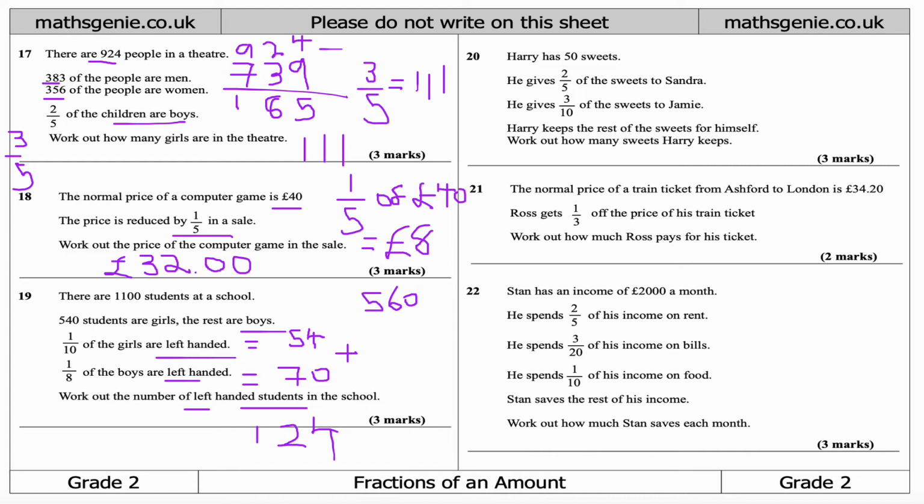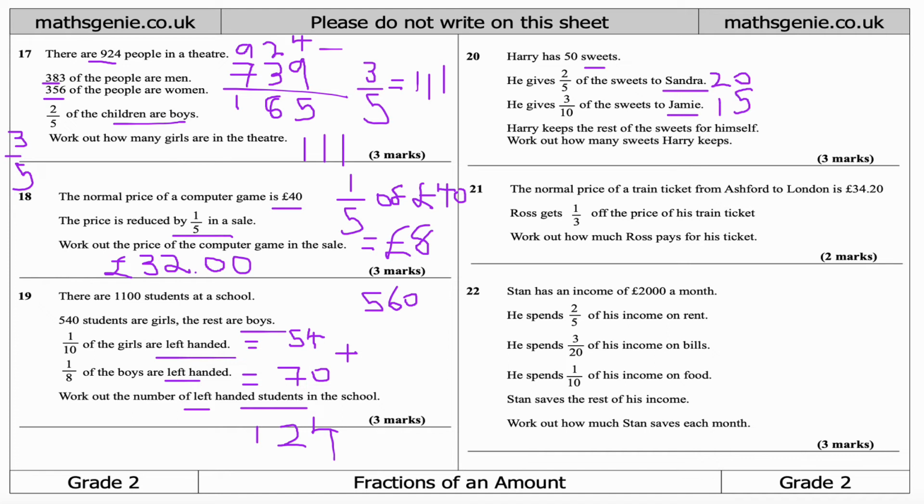Question number 20. Harry has 50 sweets. He gives 2/5 of the sweets to Sandra. So let's work this out first of all. 2/5 of 50. 50 divided by 5 is 10, times by 2 is 20. So he gives 20 to Sandra. He gives 3/10 of the sweets to Jamie. So 3/10 of 50. 50 divided by 10 is 5, times by 3 is 15.